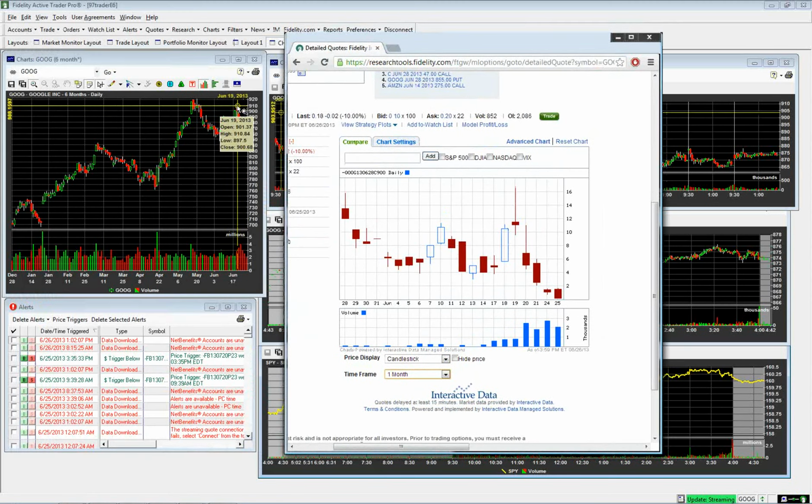June 19th is right here. Stock's at 910. Any person would be considered crazy to write this option at 16 bucks here because it looked like we're going to the moon. It looked like we're completely going to the moon, and then all of a sudden Bernanke comments and all that kind of stuff crashed the markets.